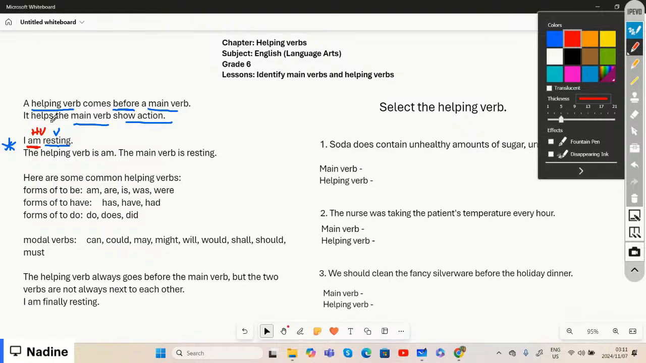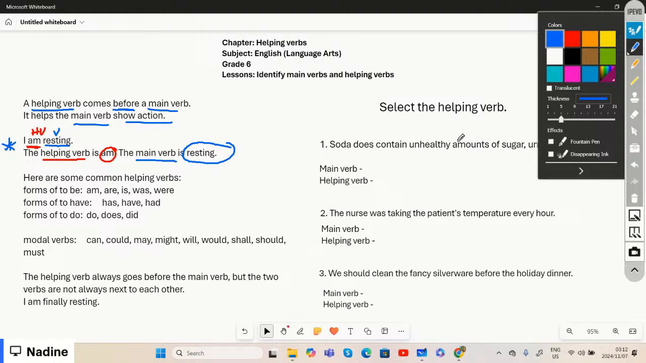So resting is our verb. That is something that you are doing. And the helping verb that comes before the main verb, that basically helps the main verb to show the action that is being done, is am. So am is the helping verb within the sentence, and our main verb is resting.